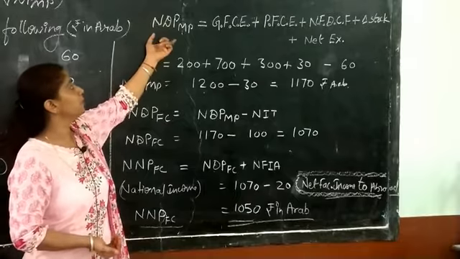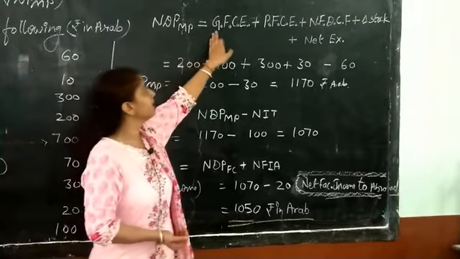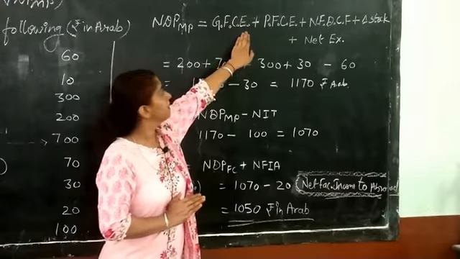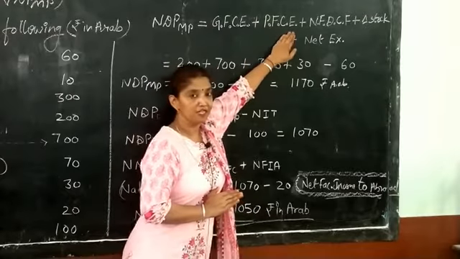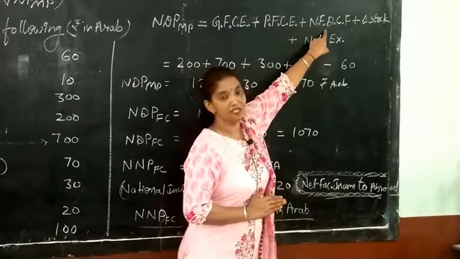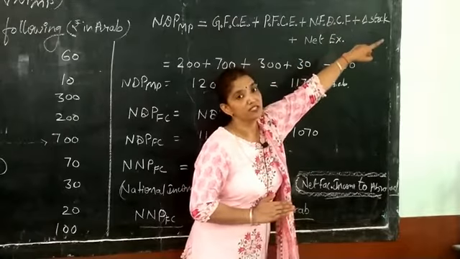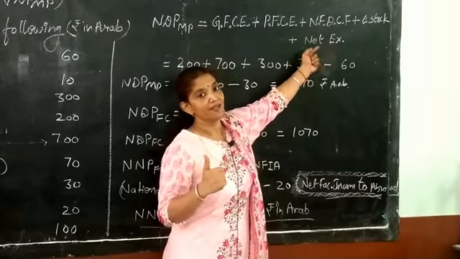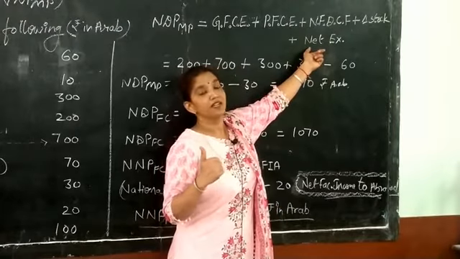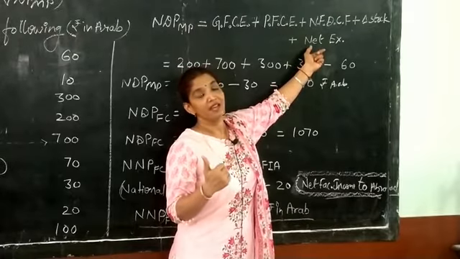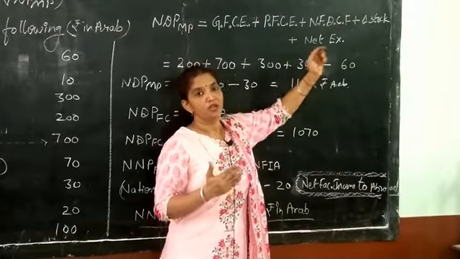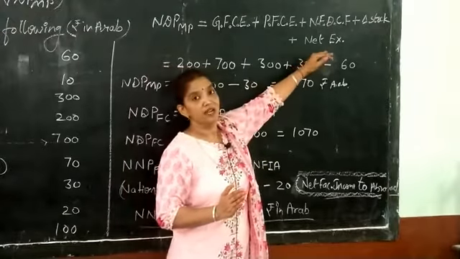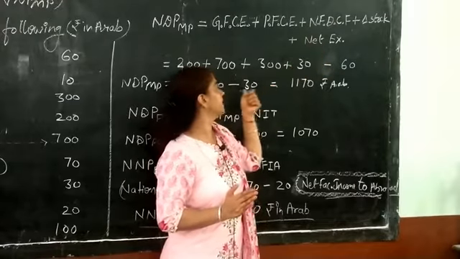Our formula to calculate NDP at MP is government final consumption expenditure plus private final consumption expenditure plus net fixed domestic capital formation plus change in stock plus net exports. But in our question we do not have net exports. Instead of net exports we have net imports. Net imports and net exports are equal in value, but if we use net imports then we have to put a negative sign.